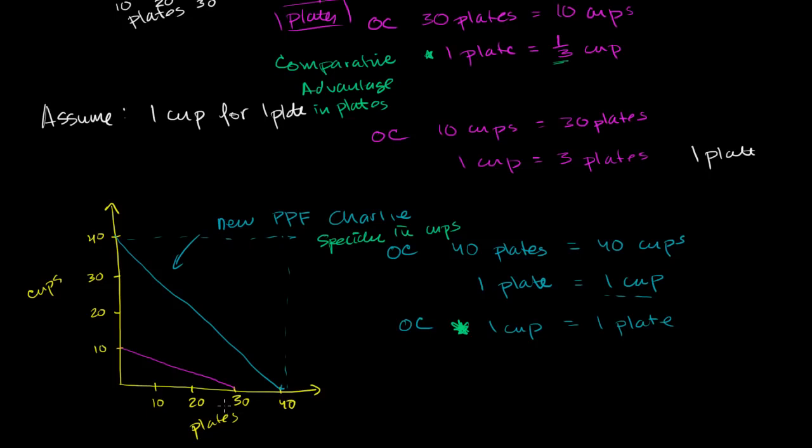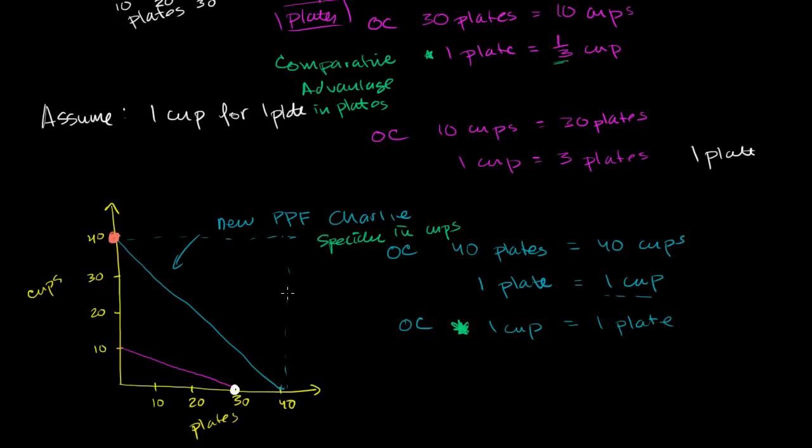And to show that they can still get an outcome that is beyond even Charlie's production possibilities frontier, let's think about how they could trade. So Charlie is going to specialize in cups. He's going to sit right over there producing 40 cups a day. And Patty is going to specialize in plates. And she's going to sit right over there and produce 30 plates a day.